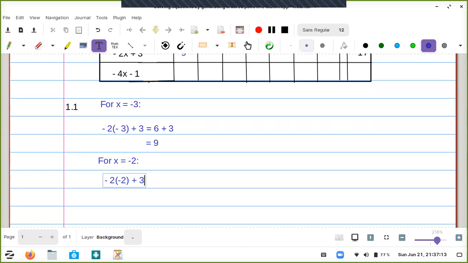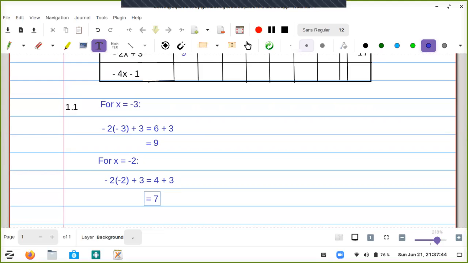When we add 3, it is equal to... Then minus 2 times minus 2. I'm now going to do it a little bit faster here. So negative 2 times negative 2 gives us positive 4, right? Positive 4 plus 3, which is going to be 7.